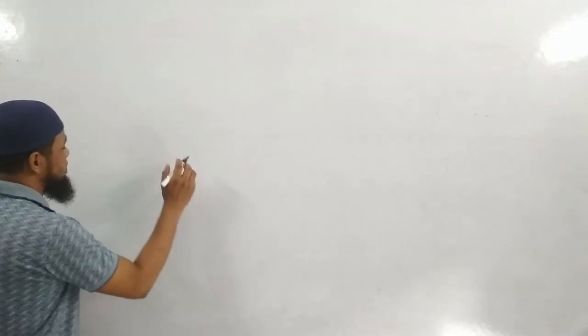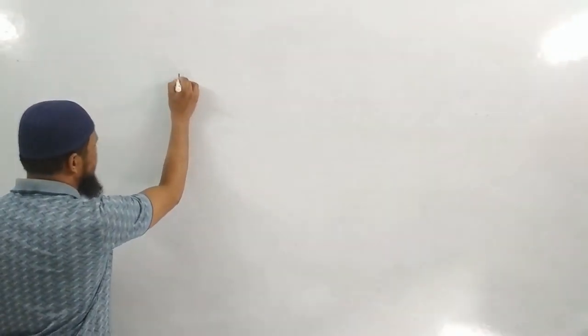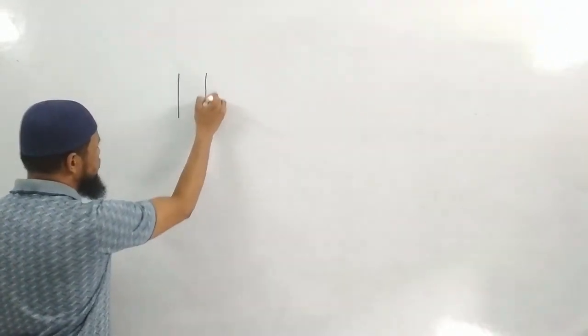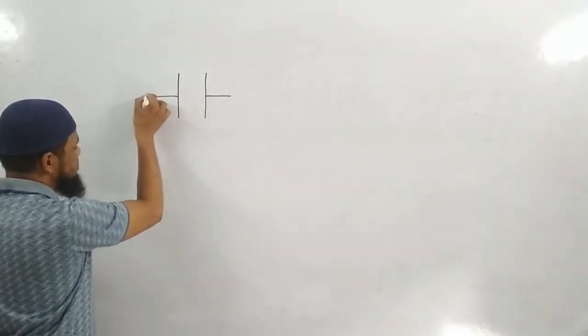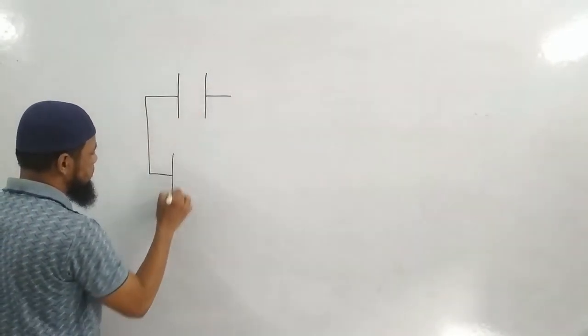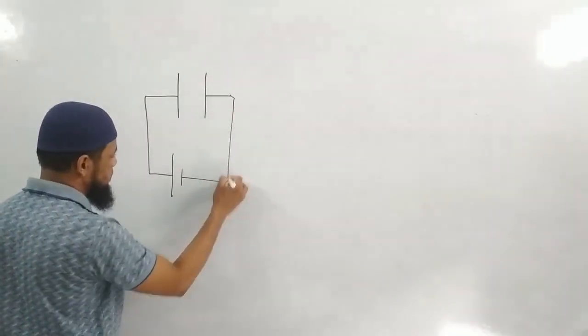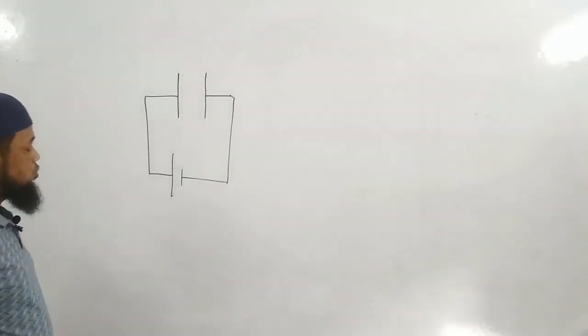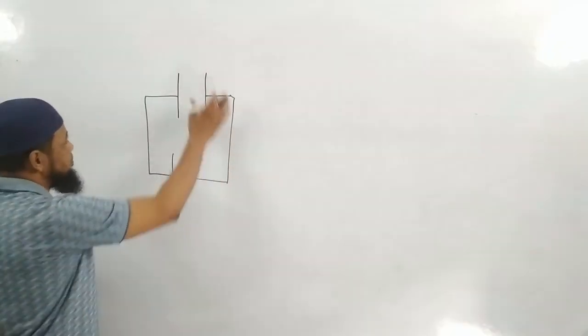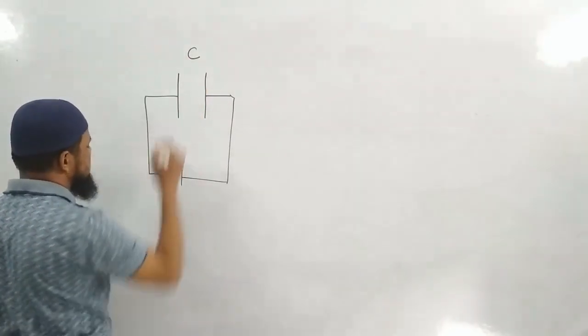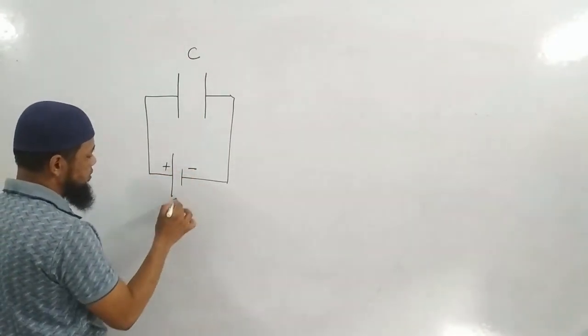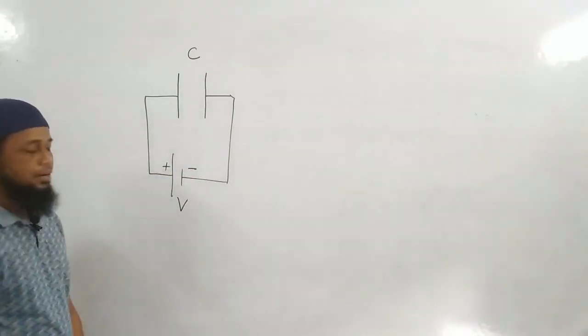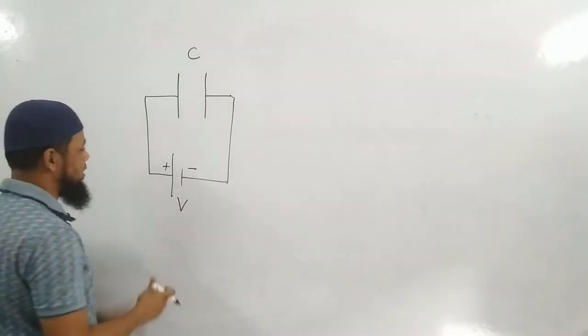We have learned many things about capacitors, and let me remind you once again what we have learned so far. For example, this is a capacitor of capacitance C. We are connecting it to a battery of V volt. Clear? Then how can we explain it?